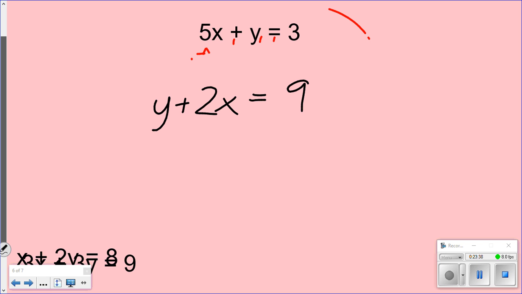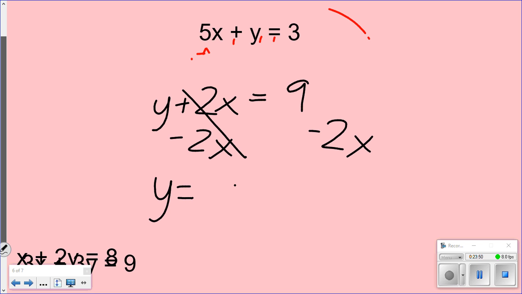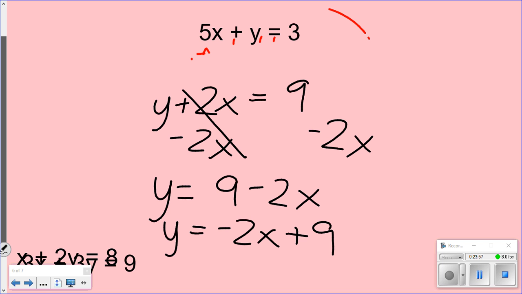I'm going to subtract it, right? Okay, so let's minus it. Minus 2x. What's it going to look like on the other side? Something like this. Can't really do anything. So you can write it like this. Or you could write it like this. Either one. Do you see how they're the same? Either one. Now you could graph it.